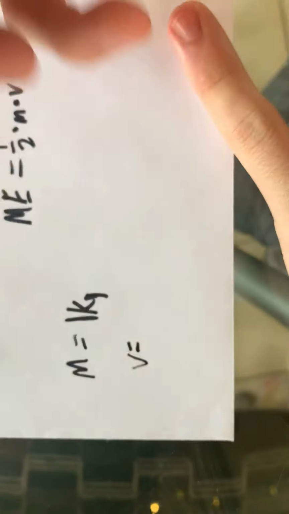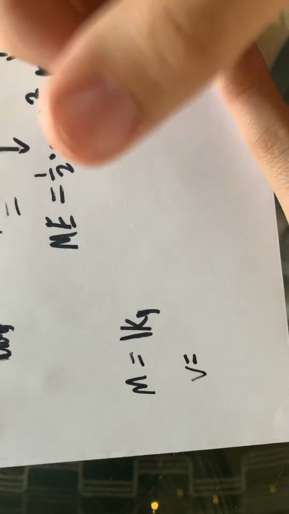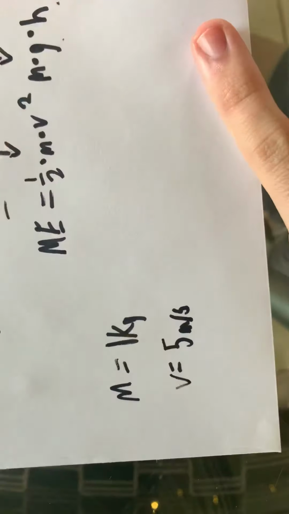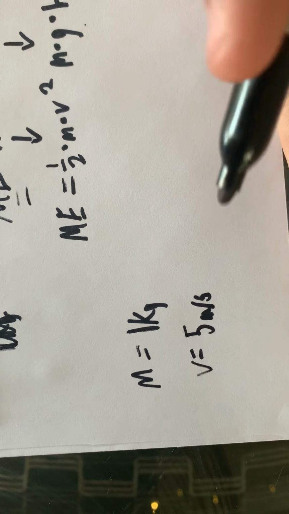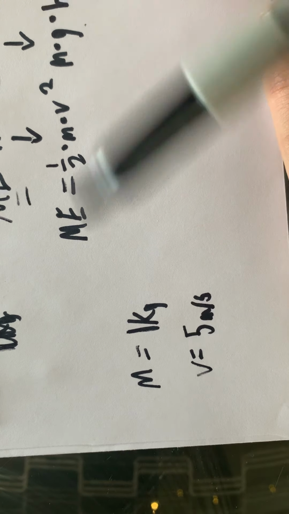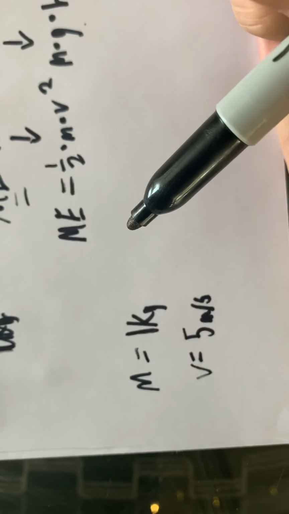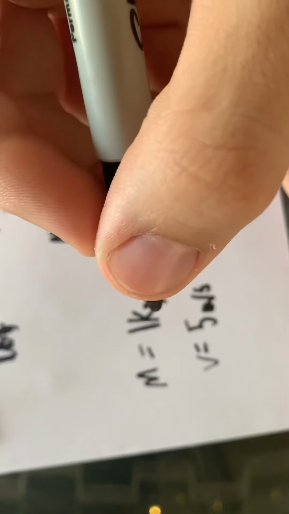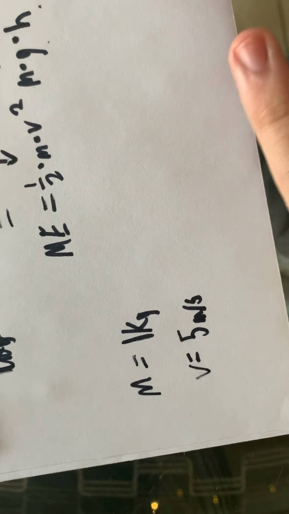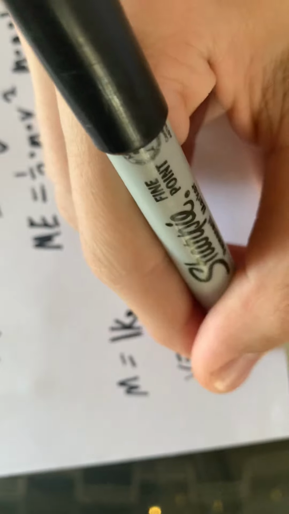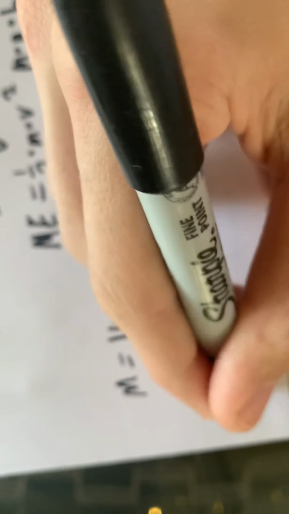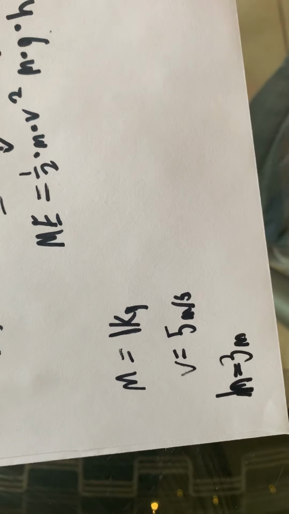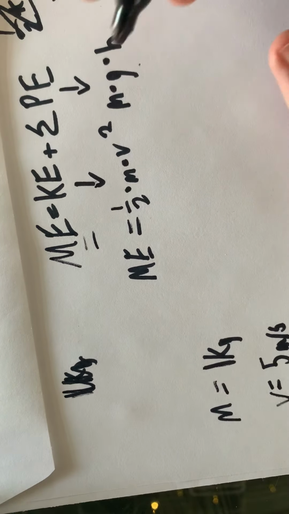So say we shot it at 5 meters per second. So the dart was shot at 5 meters per second. And say it was traveling horizontally, which it was because we shot it. Let's say I shot it at arm's height. So let's say I'm really short, let's say 3 meters. So that's height. So if we have the mass, velocity, and the height, and we have this equation, we can just start plugging.